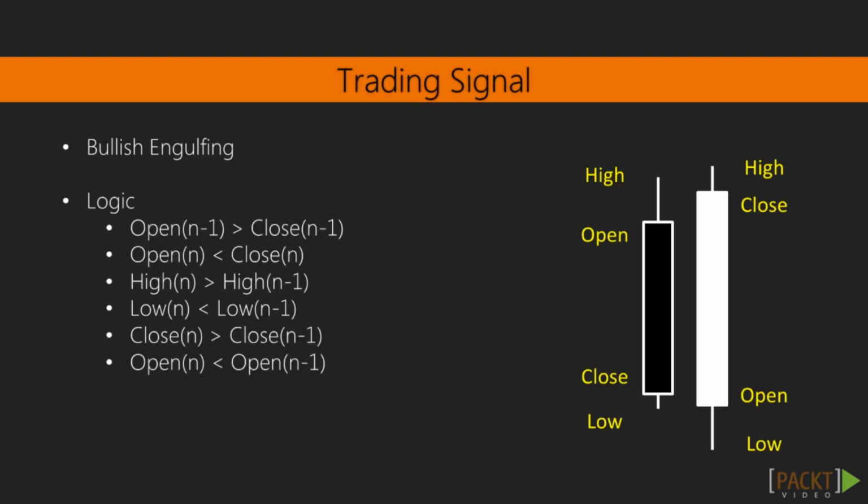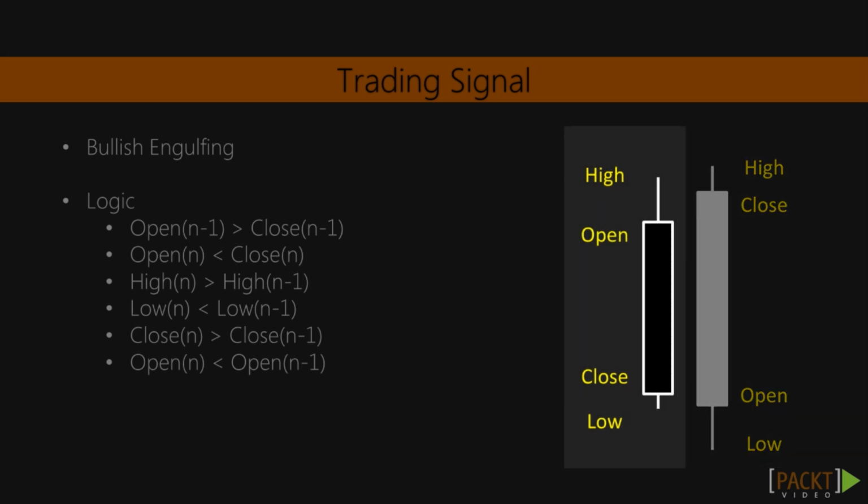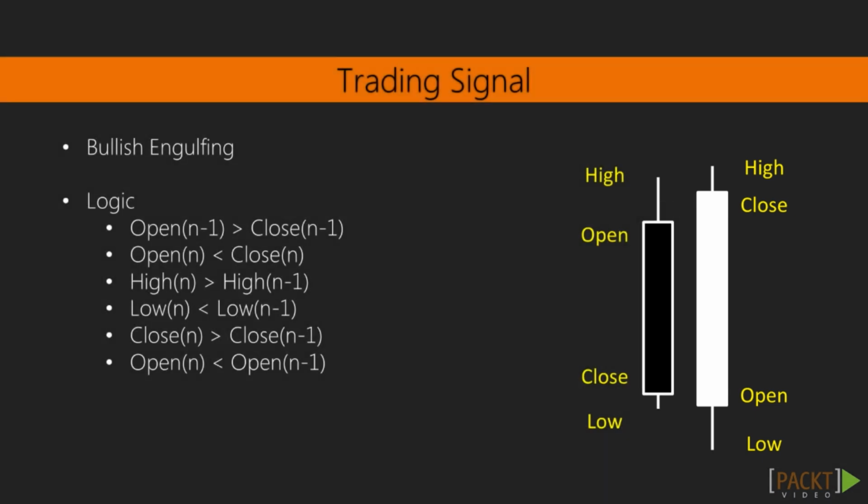Bullish engulfing is best illustrated by candlesticks. A candlestick is composed of 4 prices: open, high, low, and close. If open is greater than close, the candlestick is called a black candle, meaning a down price. Conversely, it's a white candle for an up price. The logic of bullish engulfing is simply a white candle fully engulfed the previous black candle. Mathematically, the logic is shown here.